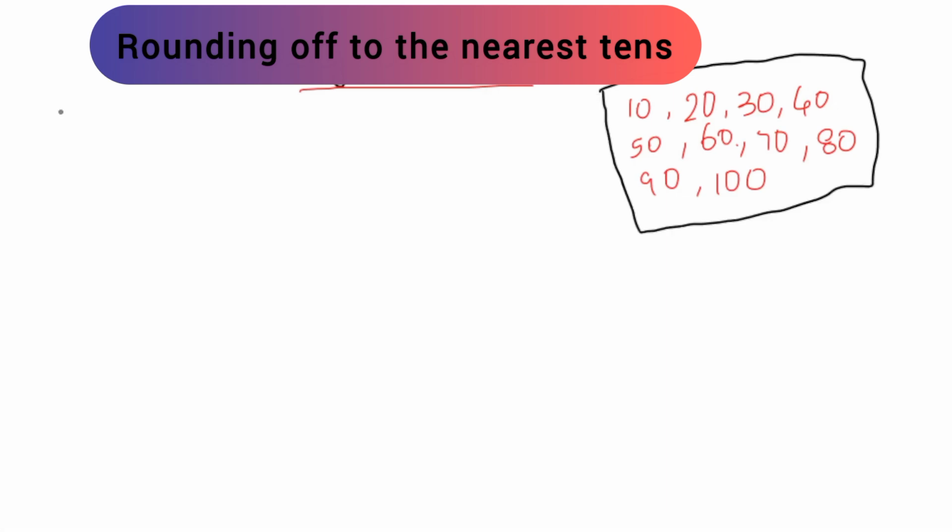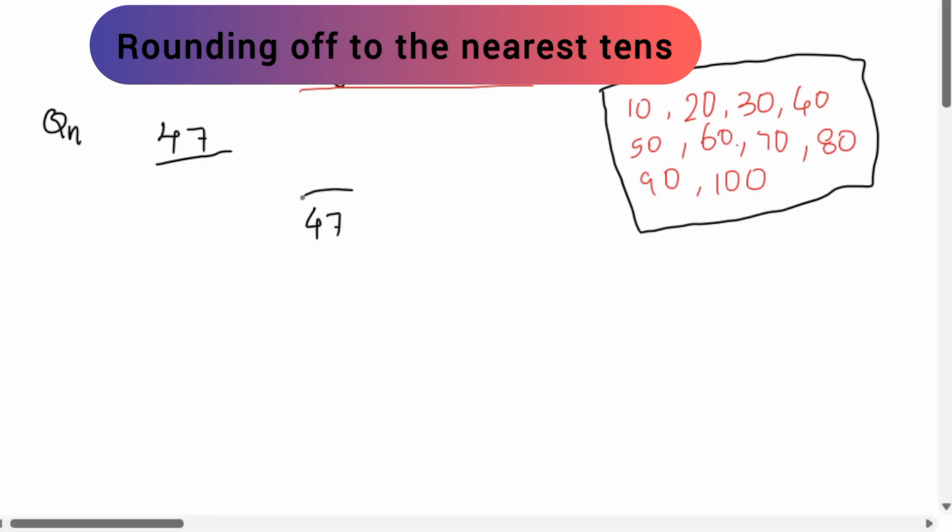Let's do some examples. So, first question is 47. That means we have to round 47 to the nearest tens. For that, first we have to find out the nearest tens. That means, backward and forward, we will get two tens nearest to 47. Let's check what they are.